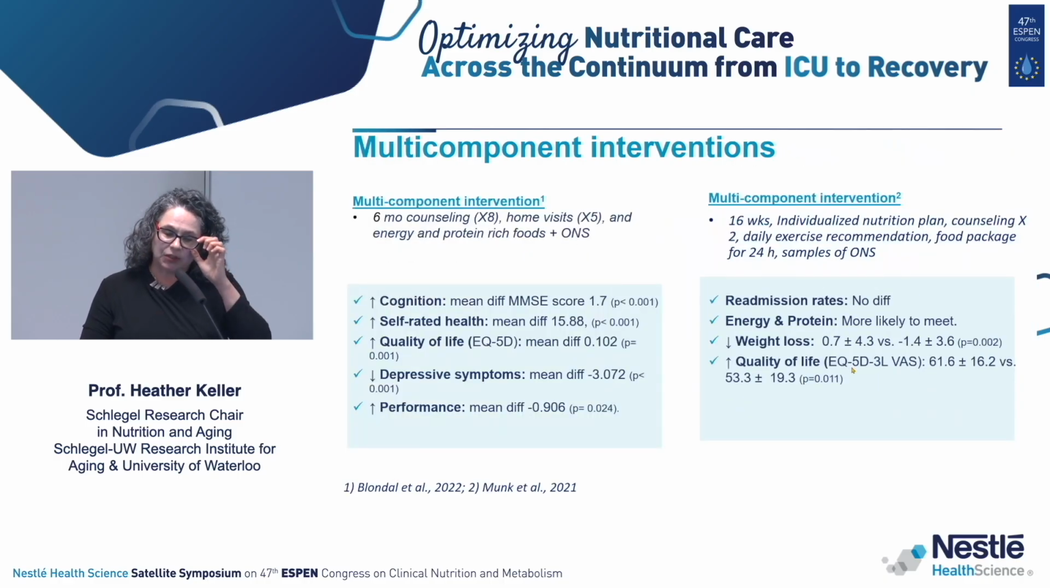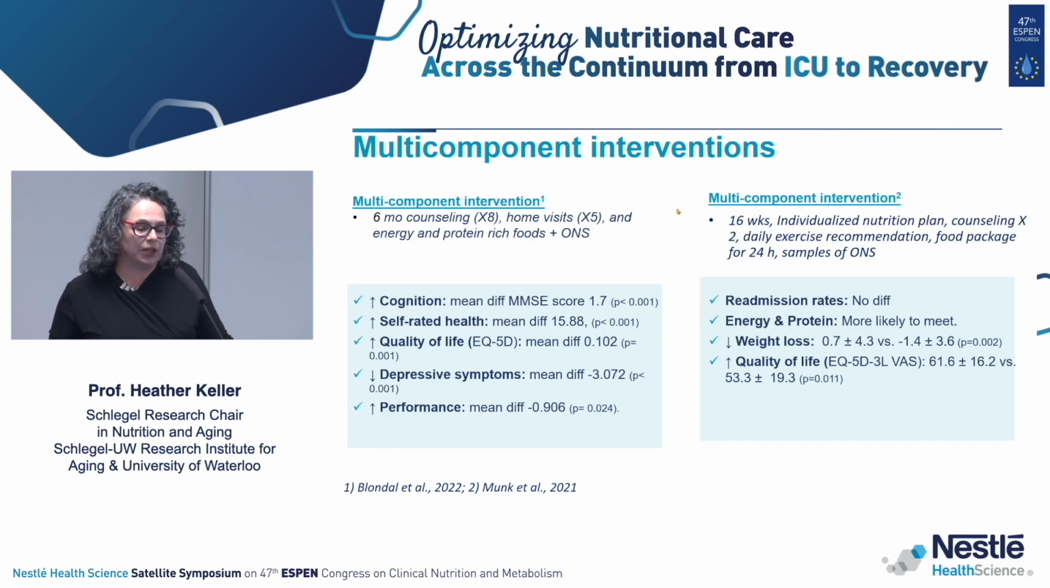If you look again at some multi-component interventions, these are a little bit more recent than the systematic review, so I wanted to include them as well. In the first multi-component intervention, we had 6 months of counseling, so 8 sessions over a 6-month period, 5 home visits, and energy- and protein-rich foods, as well as ONS. Results were improved cognition, improved self-rated health, improved quality of life, decreased depression, and increased performance. That was the study by Blondel.